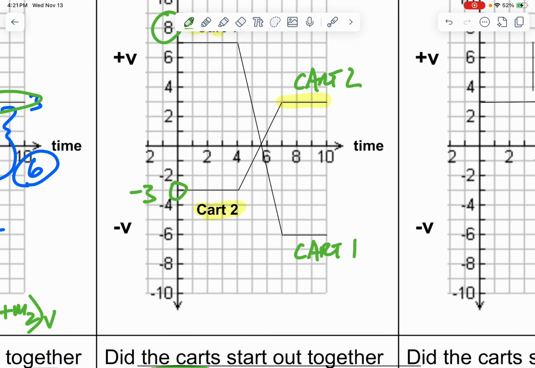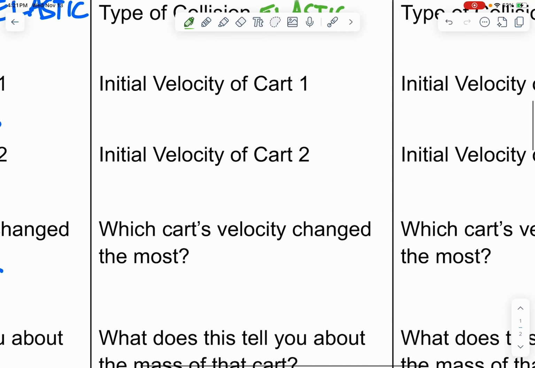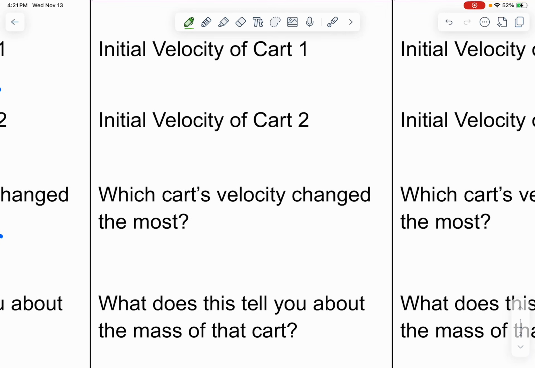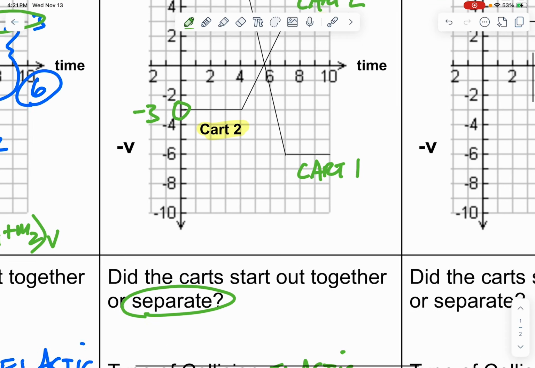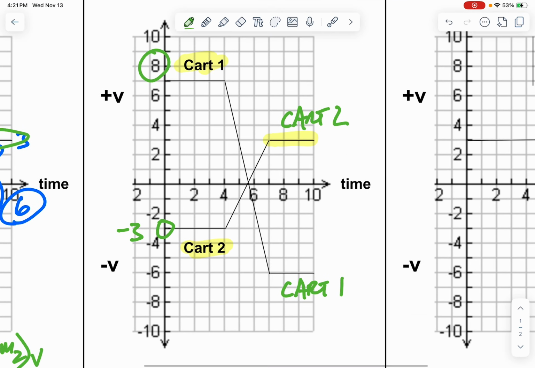And what else do we have? We had initial velocities, which one velocity changed the most, and then what about the mass? So again, if we look at where they ended up, cart 1 went from up here at, oops, it actually didn't start out at 8, did it? It was actually cart 1 started out at 7, my bad. So cart 1 was at 7. And then, so how much did it change?